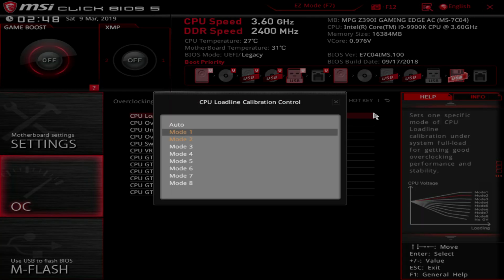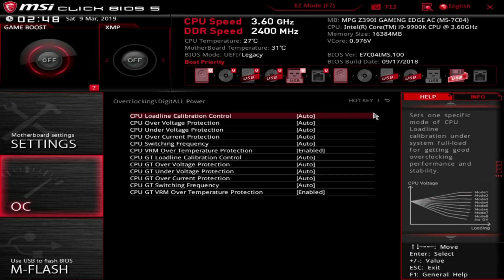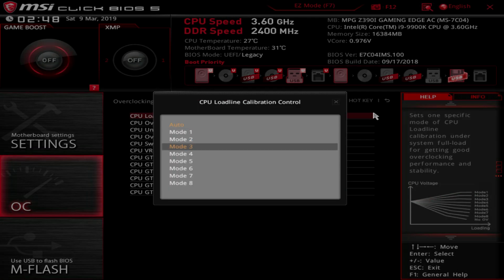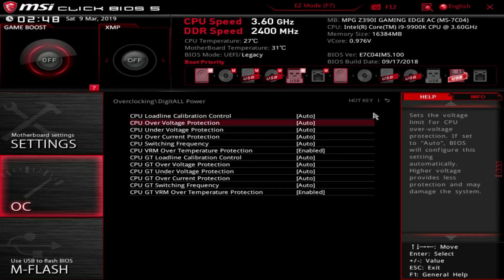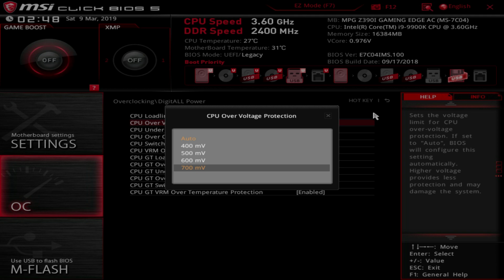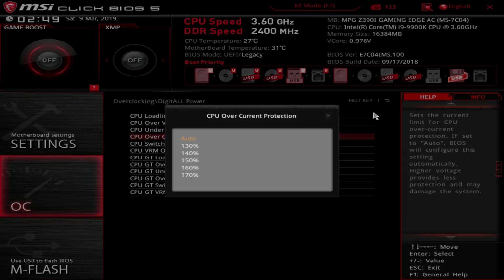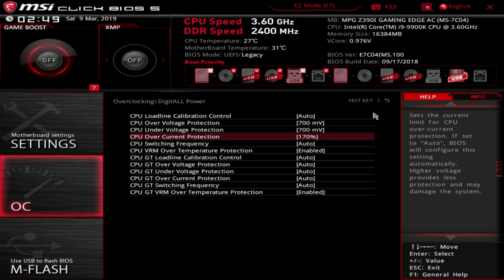But we do have a lot of LLC settings. And as a general rule of thumb, I would still just stick with mode 2 or 3 anyway. Next, we have CPU over voltage protection. You can just max that out. CPU under voltage protection, you can just max that out. CPU over current protection, you can just max that out.